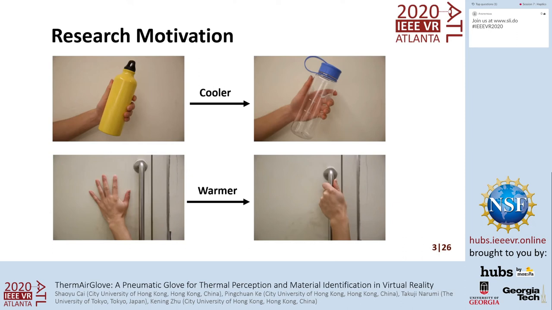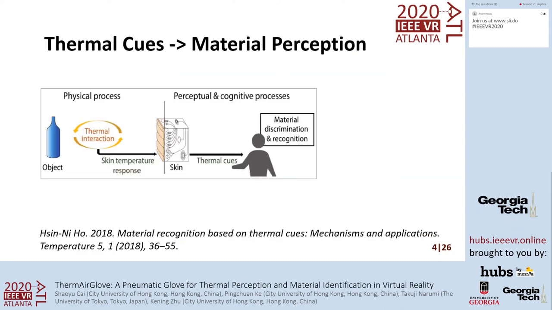So, it is possible to infer an object's material based on the temperature change of human skin when contacting the object's surface. Prior research has given us a long process of thermal interaction supporting material identification. When humans touch real physical objects, the skin temperature response comes from the thermal receptors inside the skin to support the cognitive process of material discrimination and recognition.